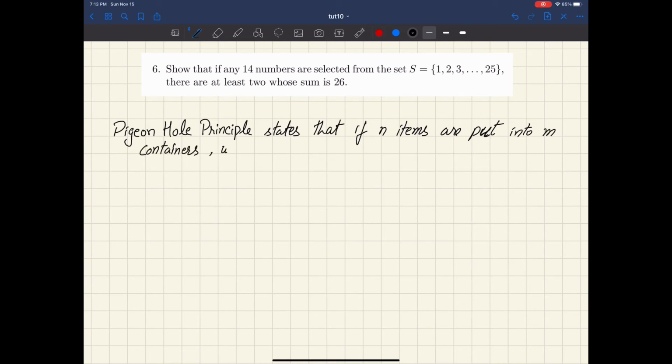So this is one important thing to look at. n has to be greater than m. Then at least one container must contain more than one item. So if you have 3 balls and 2 boxes, when you put one ball in each box, you'll have a box which contains more than one ball.